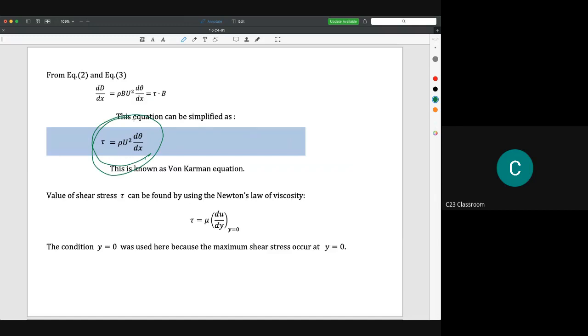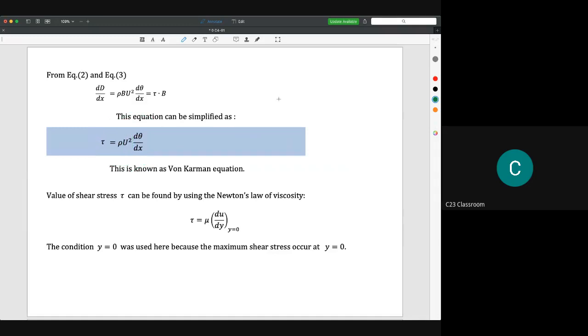And again, please make sure that you understand that this U is the capital U, meaning the free stream velocity, not the local velocity. So this equation is the von Karman equation, the shear stress defined by von Karman.